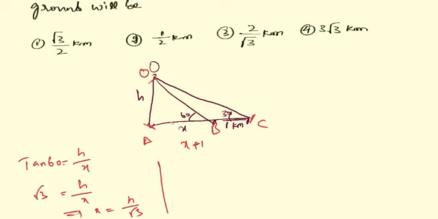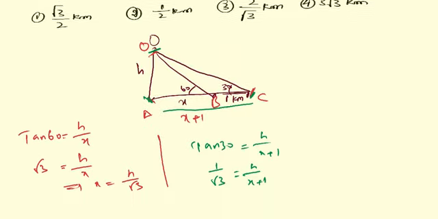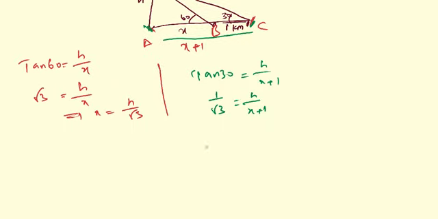Now from the bigger triangle I am taking tan 30. From the bigger triangle, from here, here and here, the total distance is x plus 1. So tan 30 is nothing but h by x plus 1. So what is tan 30, friends? That is 1 by root 3, which is equal to h by x plus 1. So solve this h by x plus 1, so that x plus 1 is equal to h root 3. So x is equal to root 3 h minus 1.